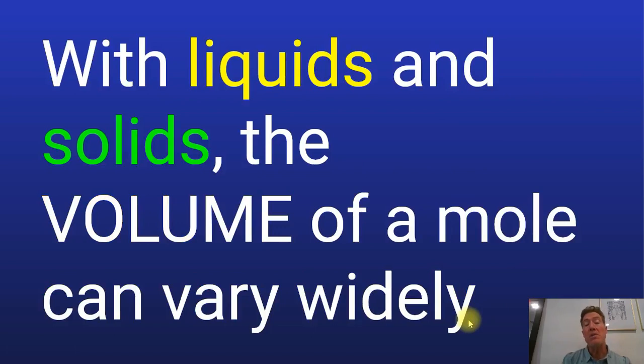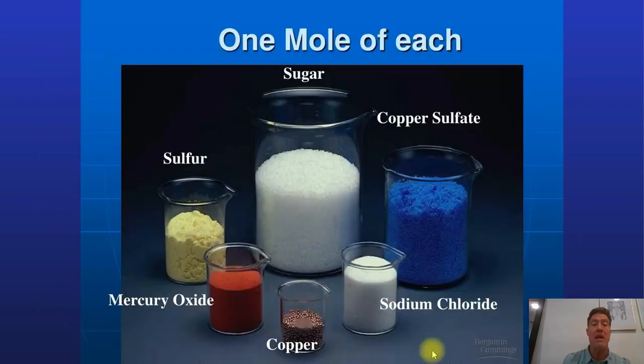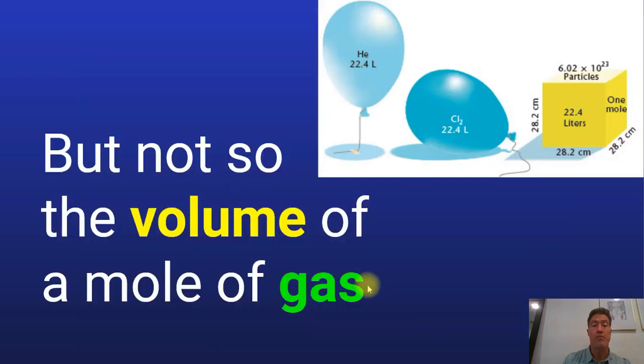Now with liquids and solids, the volume of a mole can vary tremendously. Here are moles of different substances. Here's a mole of sulfur. Here's a mole of mercury oxide. Here's a mole of copper. See, it's quite a bit smaller because the atoms are small. So an Avogadro's number of copper takes up less space than Avogadro's number of, say, sugar. These are bigger molecules, so they take up more space. Here's an Avogadro's number of copper sulfate, an Avogadro's number of table salt.